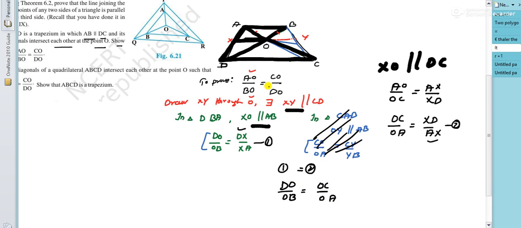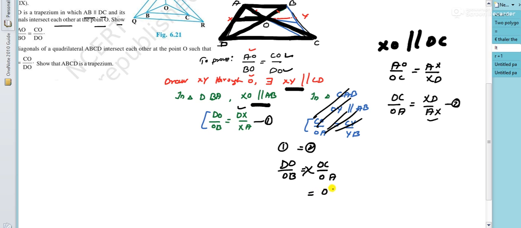But we need to prove what? It is OC by DO. So just do the cross multiplication here. So you will get in the RHS, OC by OD or DO, both are same, equals OA by OB. That you can also write as AO by OB, hence proved.